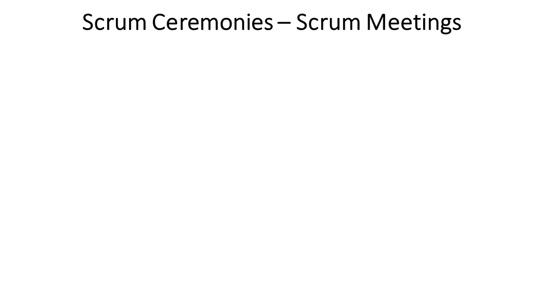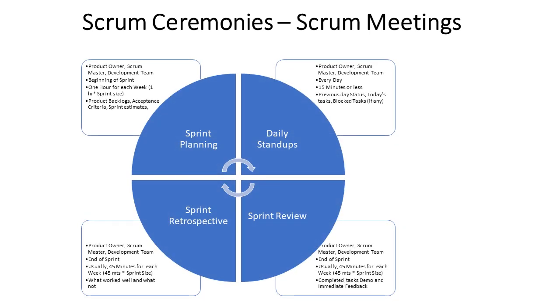Scrum ceremonies, also known as Scrum meetings, are structured events within the Scrum framework that facilitate communication, collaboration, and transparency among team members throughout the project lifecycle. There are four key ceremonies: sprint planning, daily scrum, sprint review, and sprint retrospective. The sprint planning meeting kicks off each sprint, where the team defines the sprint goal and selects items from the product backlog to focus on.